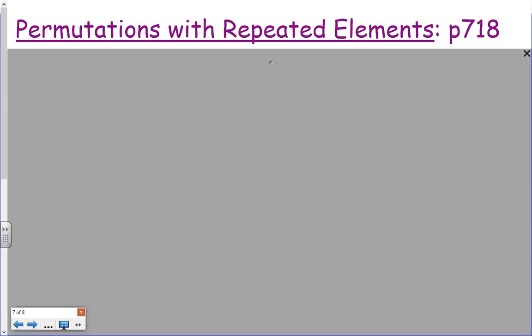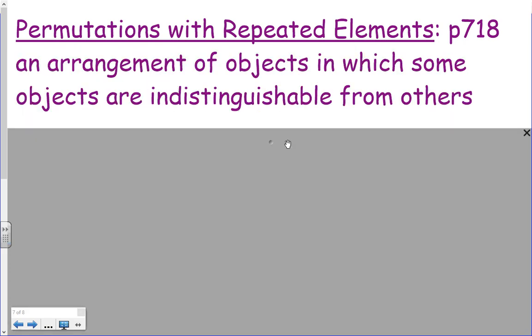All right, there's a couple of permutations, special permutations that we should talk about. You'll see a couple of problems in the assignment that will deal with these. The first one is permutations with repeated elements. Again, this is defined there on page 718 in the assignment set is where you'll see this definition. But a permutation with repeated elements is sometimes called a repeated permutation. It's an arrangement of objects in which some objects are indistinguishable from others. So some of the objects are indistinguishable from the others.